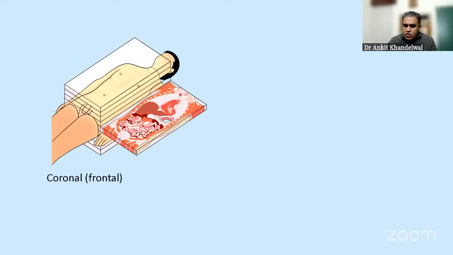Let's see another one. Coronal. Coronal is a plane going like this, and it divides the body into anterior and posterior parts. Now you might ask, why do we need to know all this? Because nowadays CT scan images will be in front of you. You should know which section has been taken.